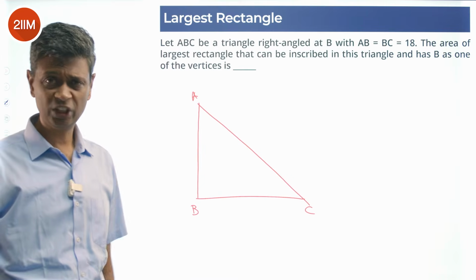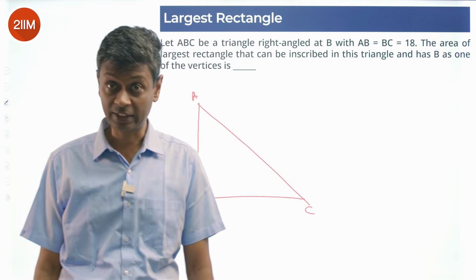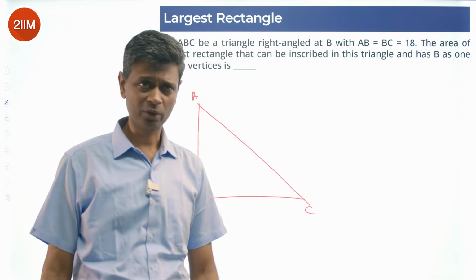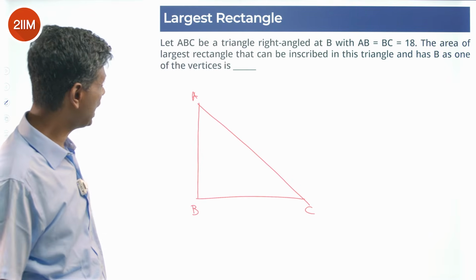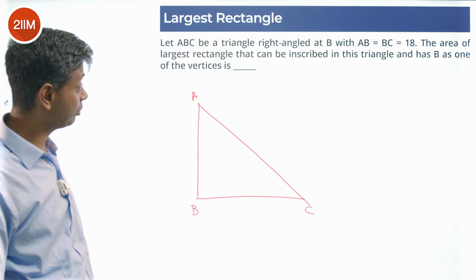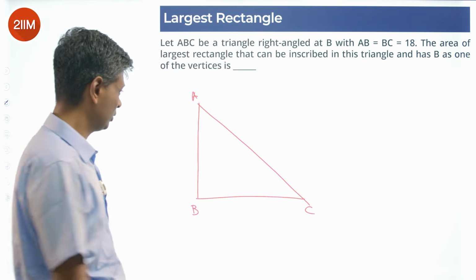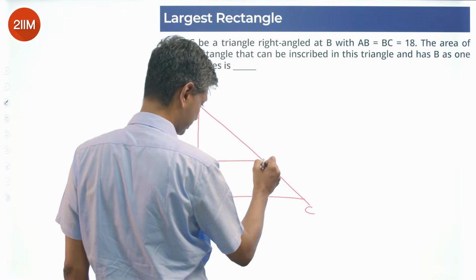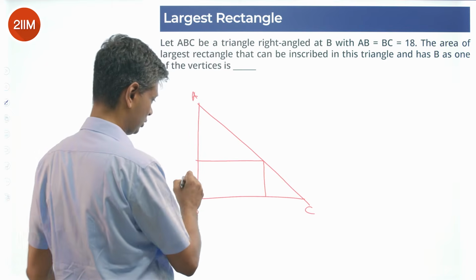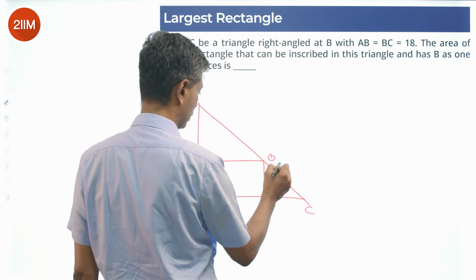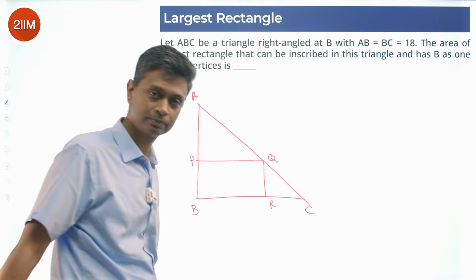AB is equal to BC equal to 18. Isosceles right angle triangle. 90, 45, 45. The area of the largest rectangle that can be inscribed in this triangle and has B as one of the vertices. So looking at a rectangle like this. Let's say B, P, Q, R.